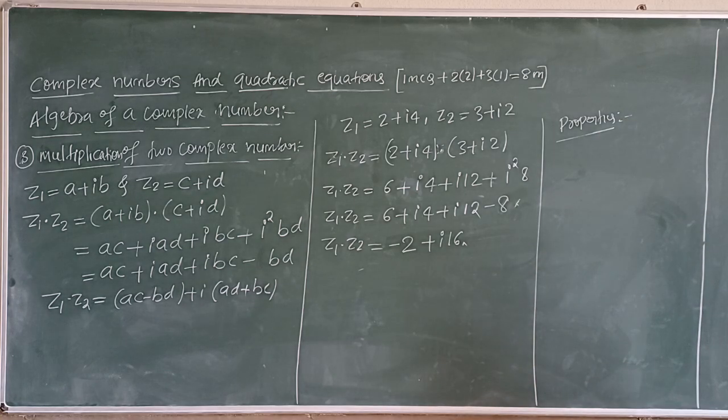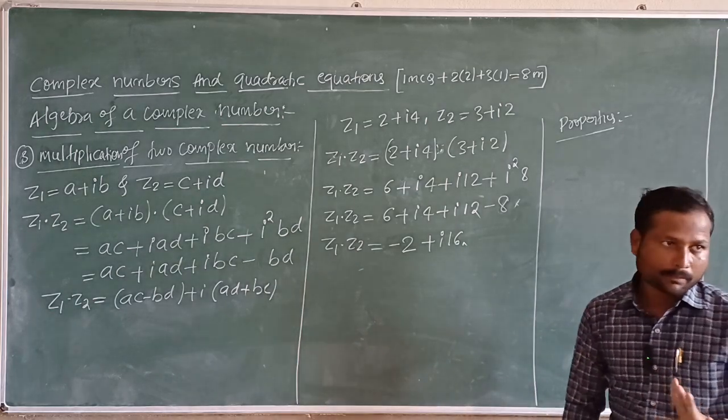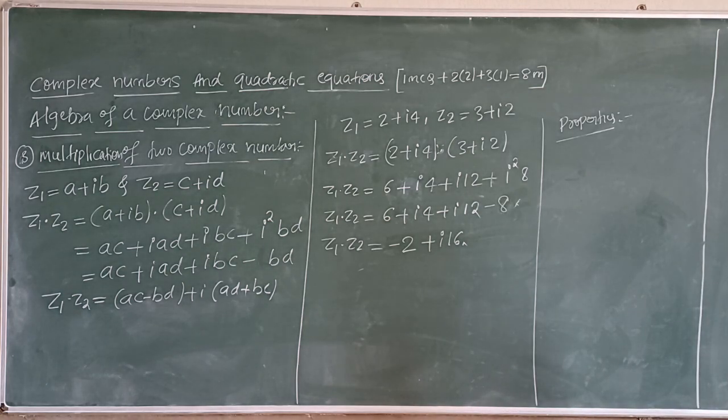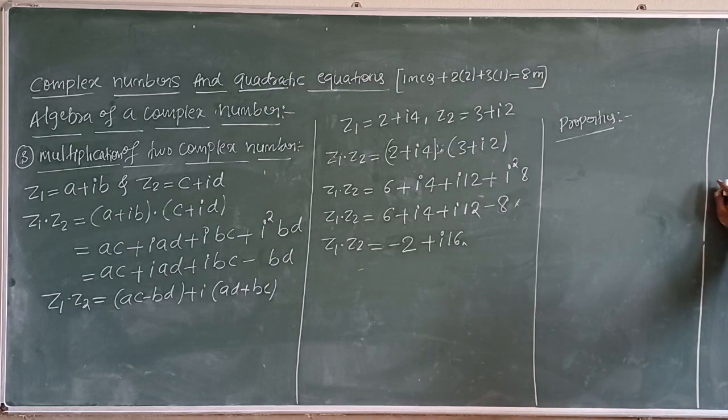What did I understand from the previous bits? Commutative property, associative property, existence of identity and existence of inverse. These 4 properties are satisfied only in addition of two complex numbers. They are not all satisfied for difference, because Z1 minus Z2 and Z2 minus Z1 answers are different. So commutative, associative, existence of identity and existence of inverse: none of them is satisfied for the difference of two complex numbers.